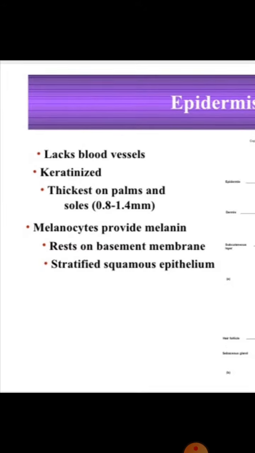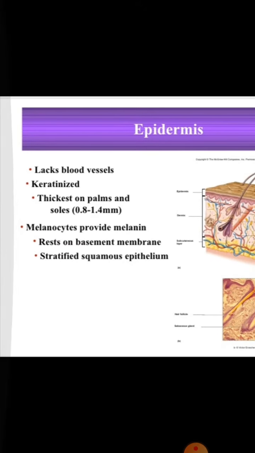So what are the characteristics of epidermis? It lacks blood vessels, is keratinized, that is thick on palms and soles. आप देखते हो आपके हाथों की तलियां और जो आपके पैर के सोल्स होते हैं बहुत ज़्यादा थिक होते हैं. तो ये जो हमारे आउटर साइड सेल्स होते हैं एपिडर्मिस के, वो बहुत सारे थिक हो जाते हैं, उनमें कैराटीन होता है. So in that they are very thick.